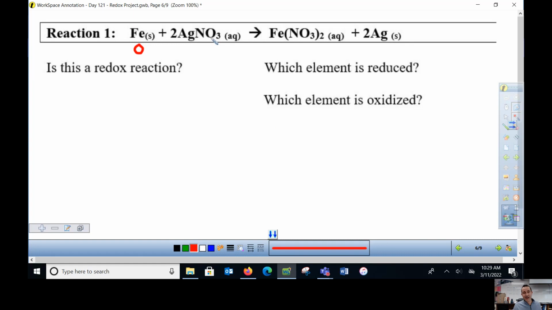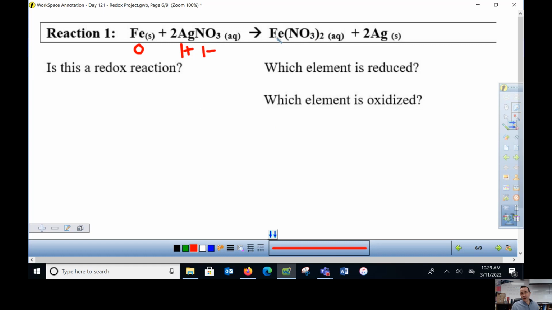Silver is part of an ionic compound, so that means it's going to have a charge. It's going to be an ion here. Silver is always positive 1, and then the nitrate has a negative 1 charge. That's one of our polyatomic ions on the green sheet.